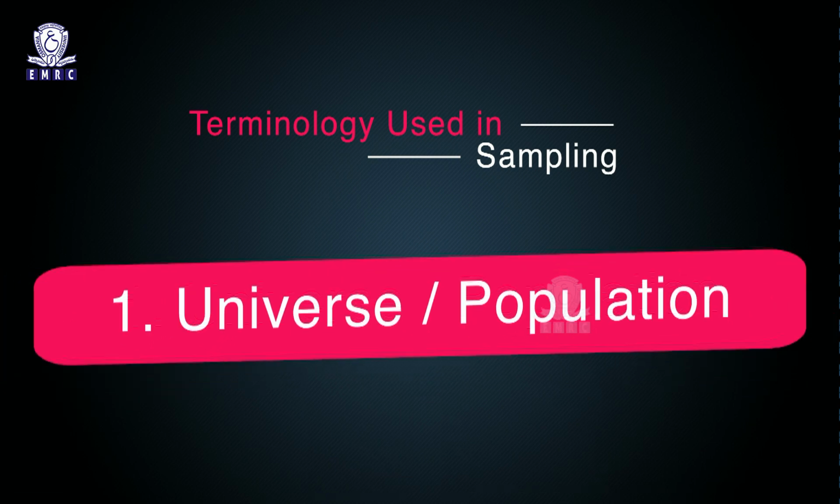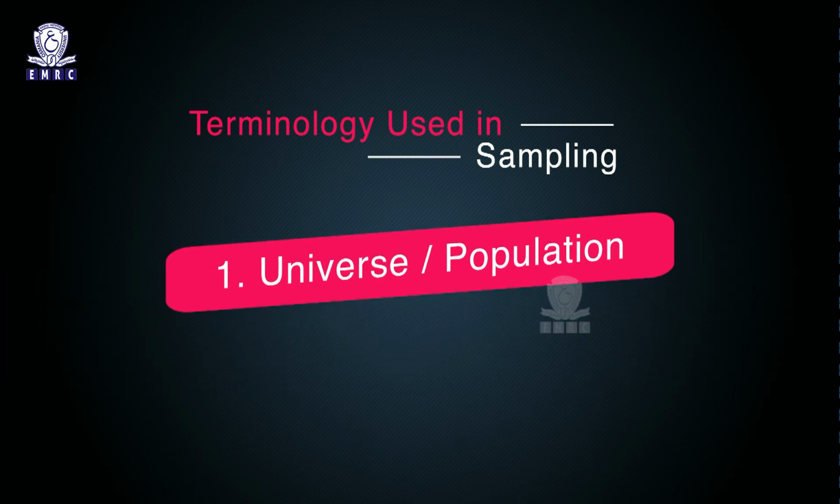Now let us study the terminology used in sampling. The first one is universe or population. The population or universe represents the entire group of units which is the focus of the research study. The universe of a particular study is set by the research question, which specifies who or what is to be included in the research. Universe may be individuals, groups of people, organizations, or even objects.